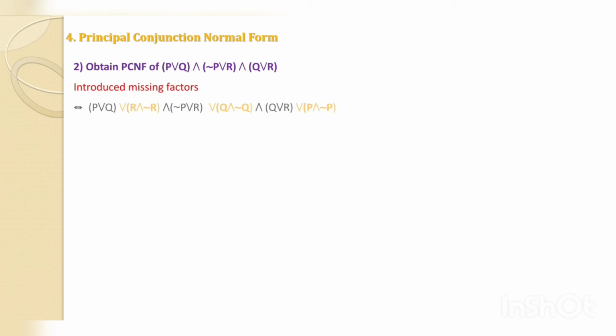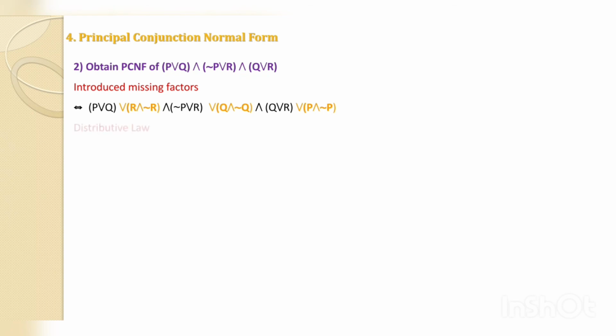If we introduce the missing term, then it is logically equivalent to (P or Q or R) and not R, and the second term (not P or R) or (Q and not Q), and the third term (Q or R) or (P and not P).